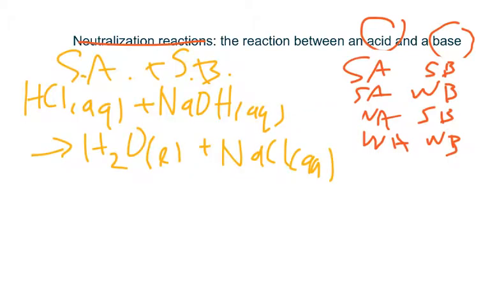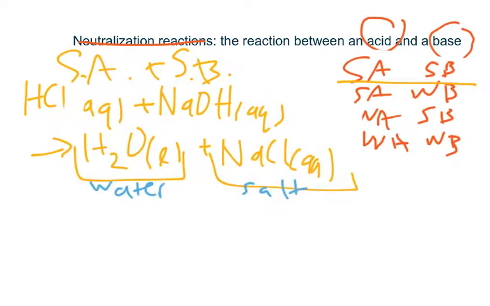So the first reaction we will look at is between a strong acid and a strong base. So a strong acid such as hydrochloric acid and a strong base such as sodium hydroxide will react to form water and a salt. So now let's write the net ionic reactions.